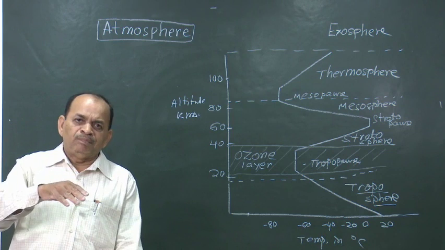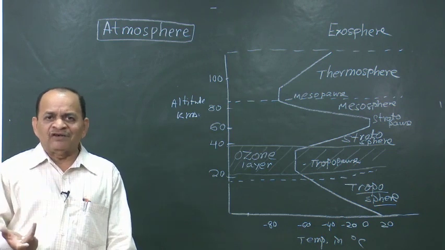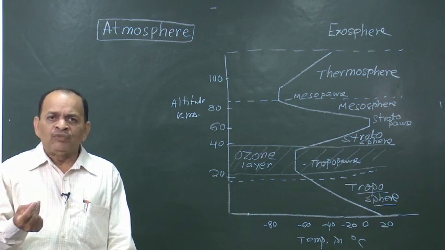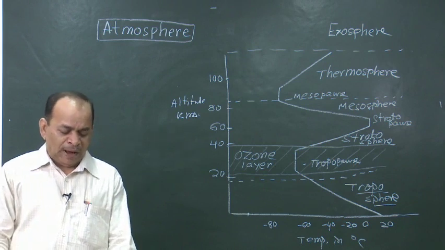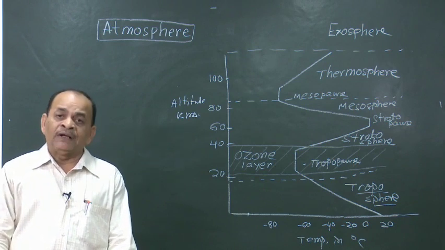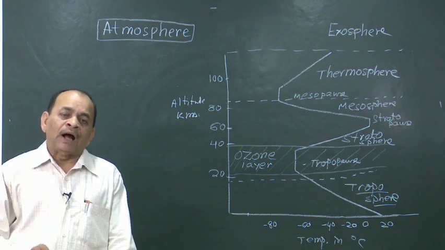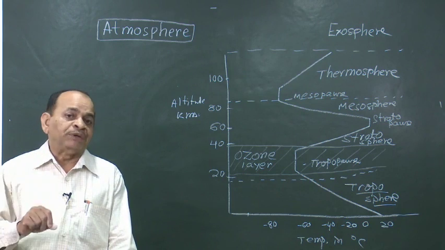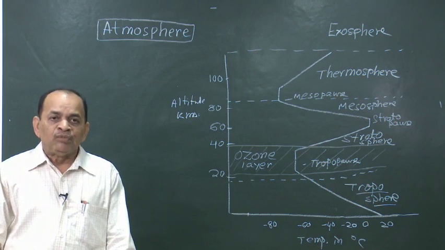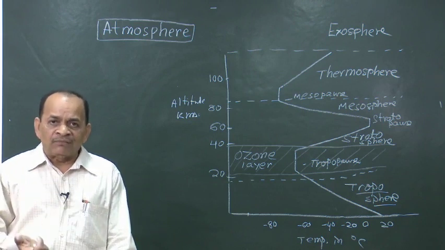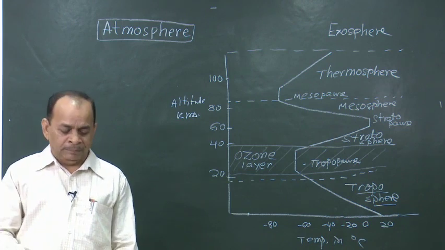Winds blow. Humidity changes from place to place, and the atmosphere interacts with the surface of the earth. So that is the troposphere. Most important is the troposphere, because here winds blow, clouds are formed, and rainfall occurs.